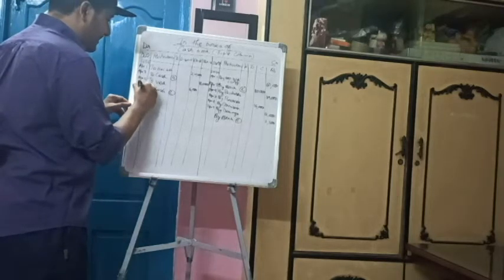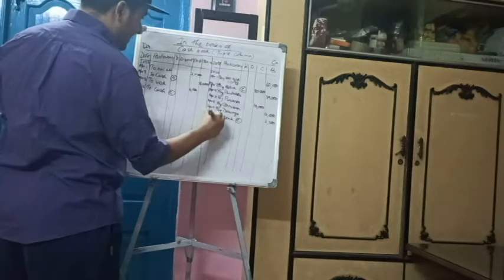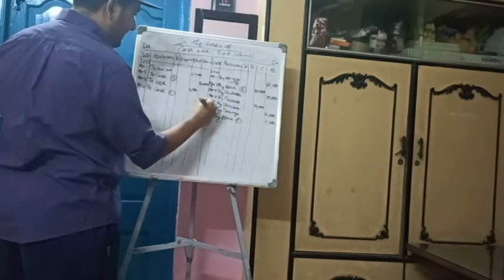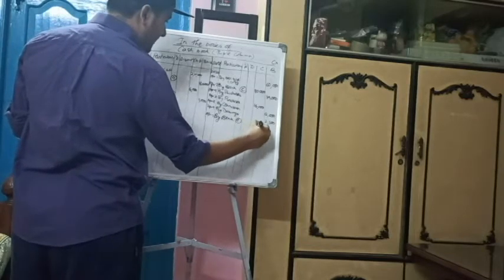Contra means, remember in short way, if it is cash, the figure will sit under bank, and if it is bank, then figure will sit under cash. Fine. So this one was a contra entry.